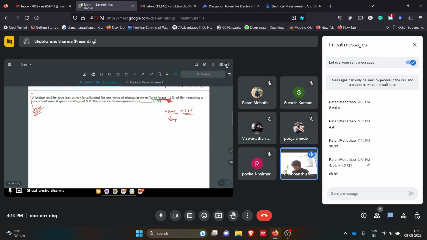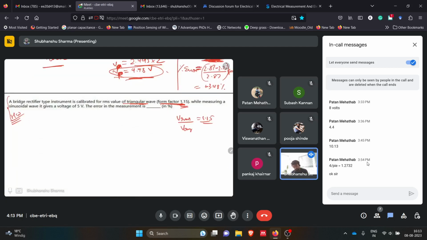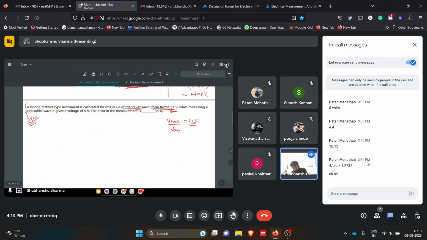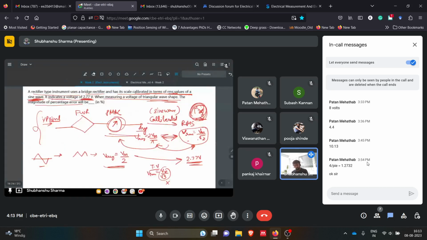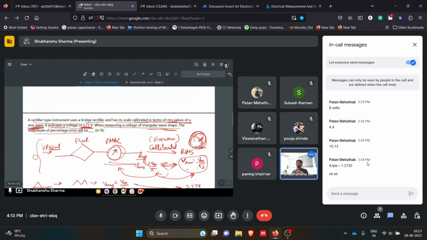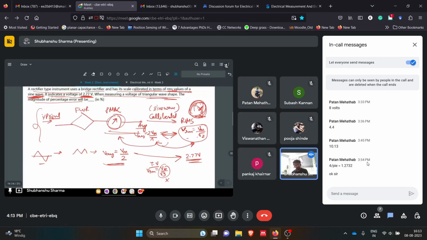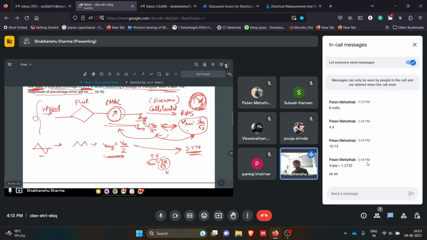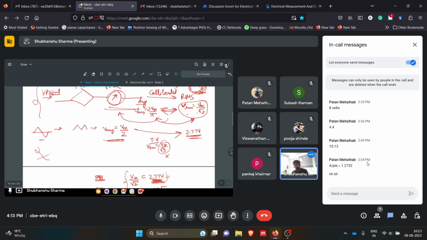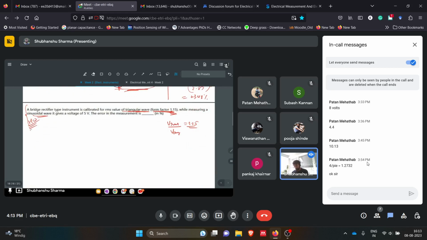So this I will give you as homework. In this, the instrument is being calibrated in terms of a triangular wave, and now we are measuring a sine wave. So this is a difference. Earlier, the instrument was calibrated in sine wave, and we were measuring a triangular wave. Now it's opposite. So just solve this by applying the same thing I did here to this question, and you will get to know. For your benefit and ease, I will give you the answer for this.